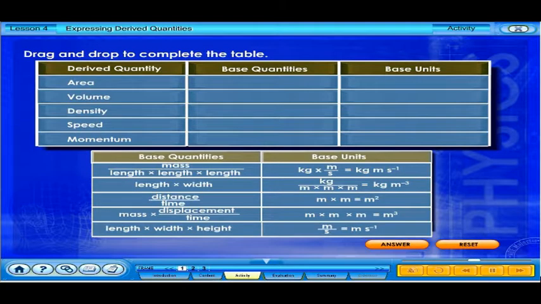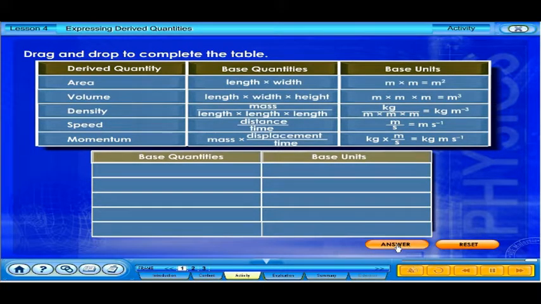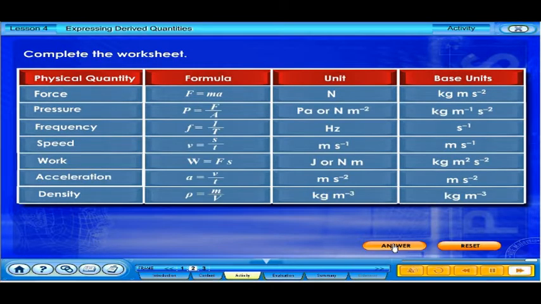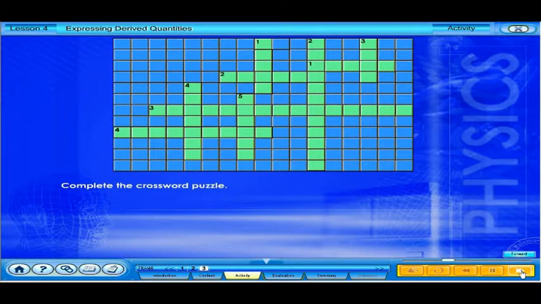Drag and drop to complete the table. Complete the worksheet. Complete the crossword puzzle.